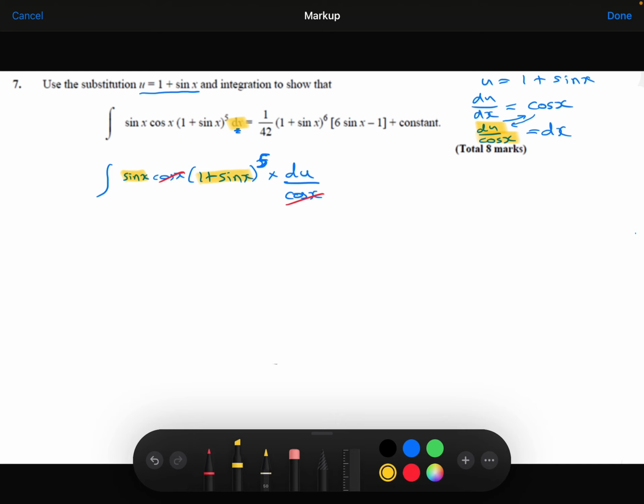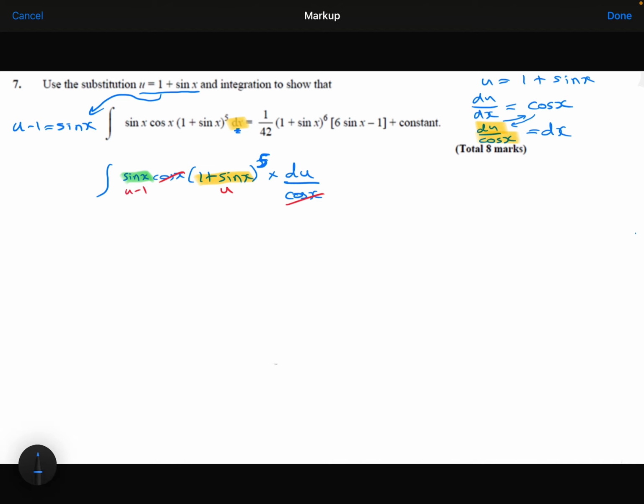Well, the 1 plus sine x, I know that that is just, from my substitution, equal to u. So that's nice and easy. 1 plus sine x in the u world is u. Therefore, the sine x that I have at the front here, if I rearrange my substitution, I could say that u minus 1, just taking the 1 away from both sides, u minus 1 is sine x. So that's going to leave me with the integral of u minus 1 multiplied by u to the power 5 du. This is my integral in the u world.